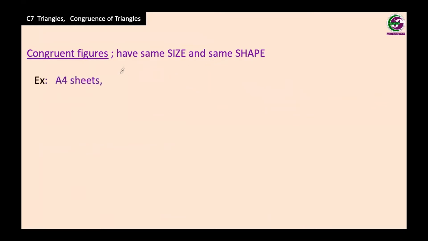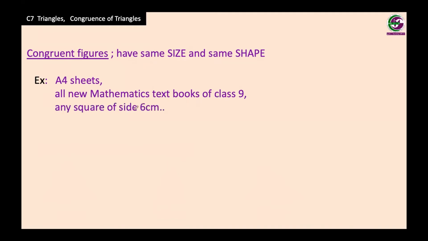Take some A4 sheets. All A4 sheets have the same size and shape, so they are congruent. Another example is your textbook, the new textbook of mathematics of grade 9. All of them have the same size and shape. Another example, when 100 students draw squares, each one of them 6 centimeters, all the squares will be of the same size and shape. So these are all examples of congruent figures.